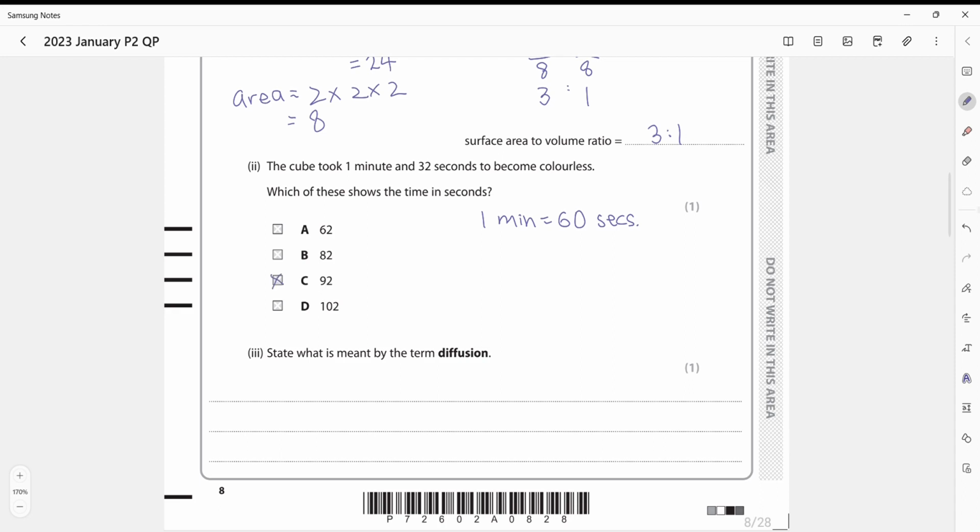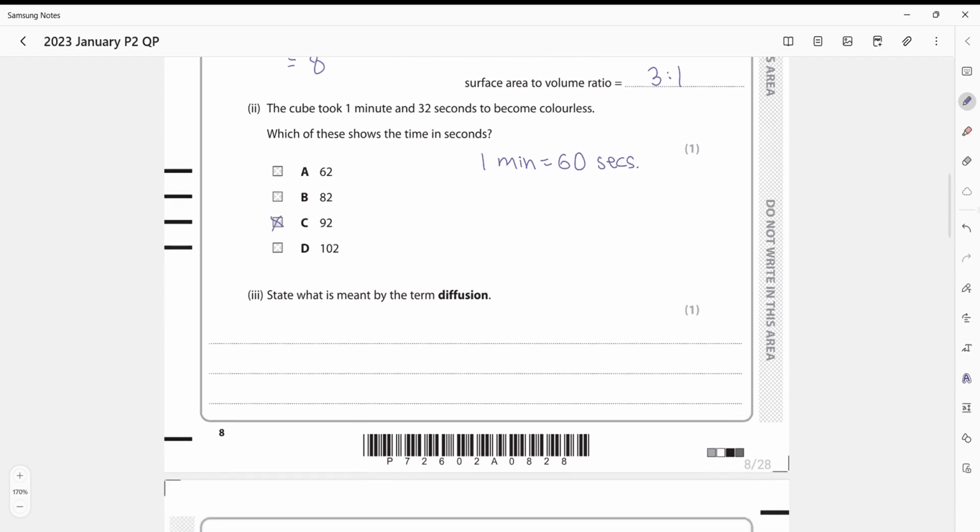All right, state what is meant by the term diffusion. So this is a common question that shows up. Sometimes they might ask you what diffusion is, or what osmosis is, or what active transport is. So you do need to remember the definitions for these words. So state what is meant by the term diffusion.